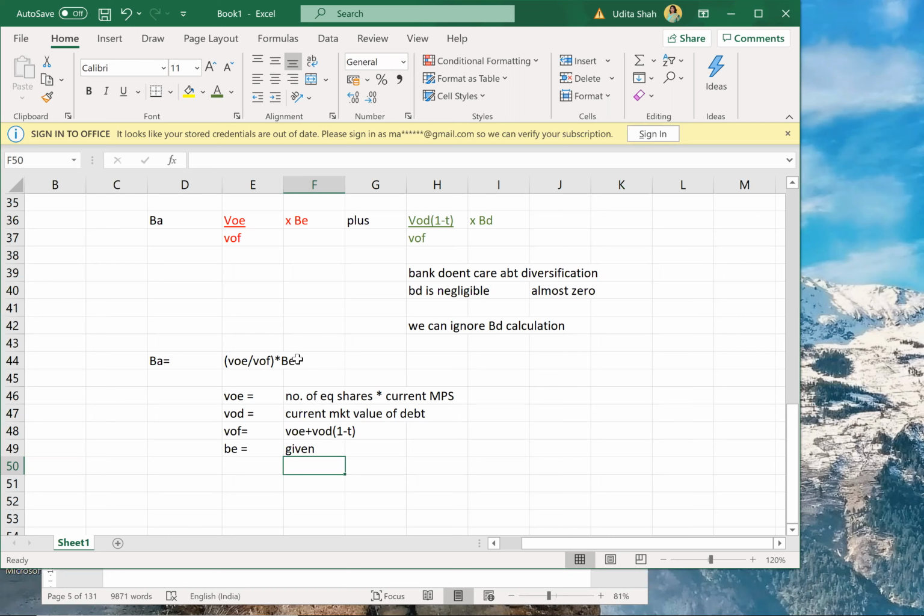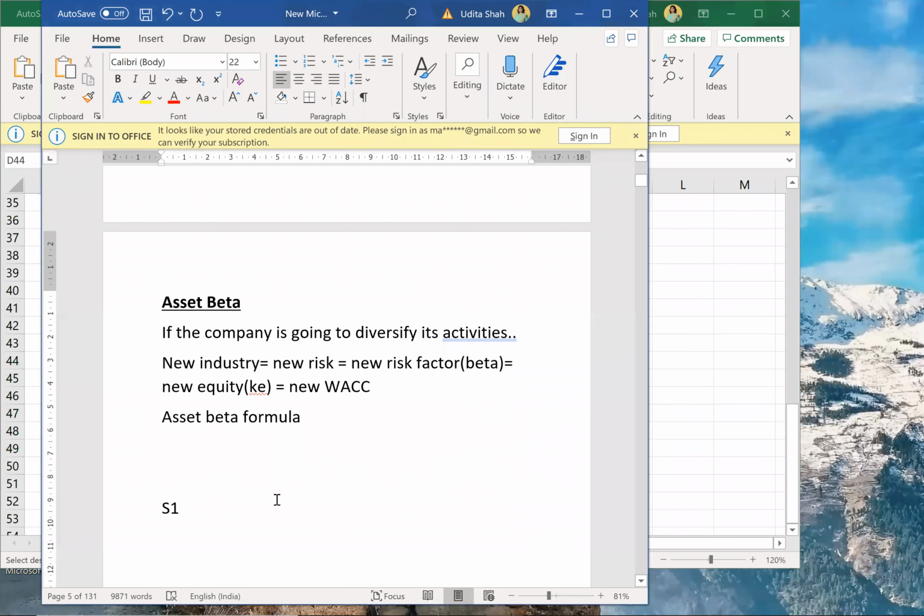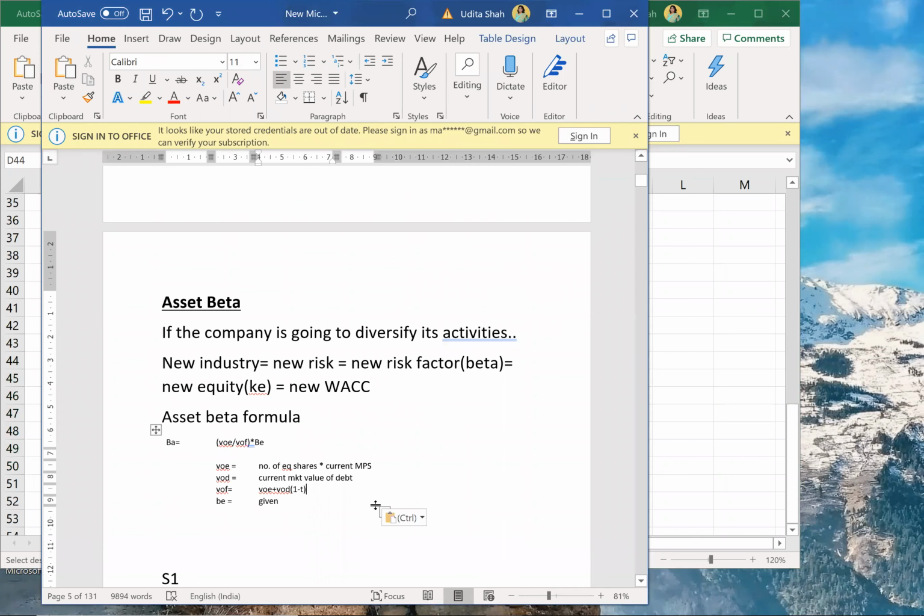So see if you understood this formula. Beta of asset will be value of equity divided by value of firm into beta of equity, where value of equity is number of equity shares into current market price, value of debt is current market value of debt, and value of firm is value of equity plus value of debt net of tax. Beta of equity is given. So coming back to our answer, this is the formula.